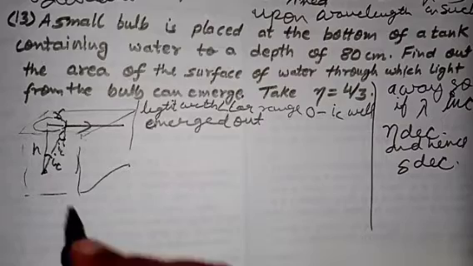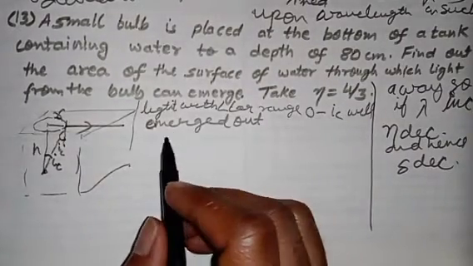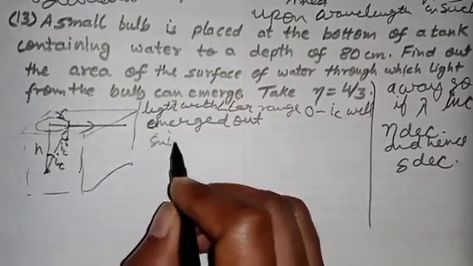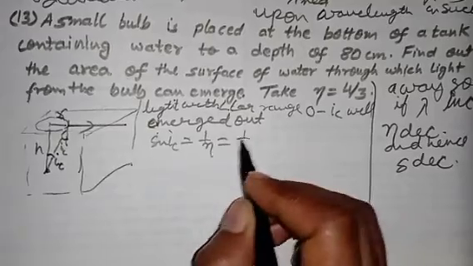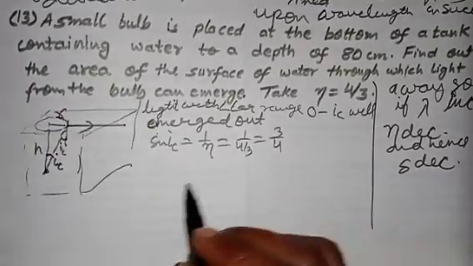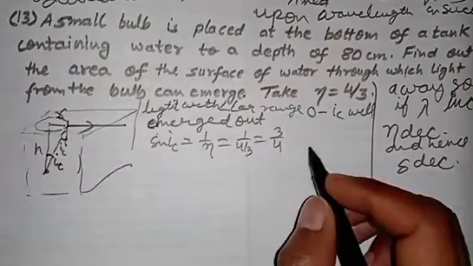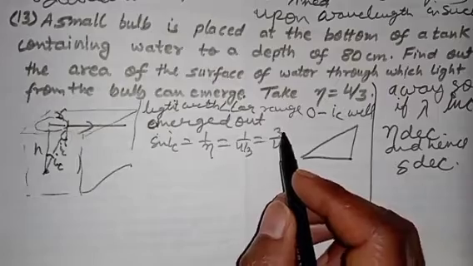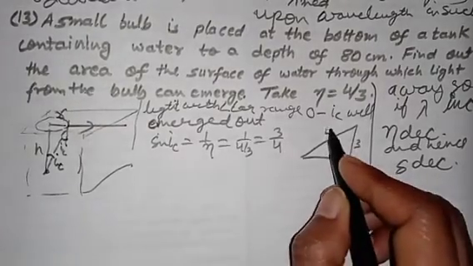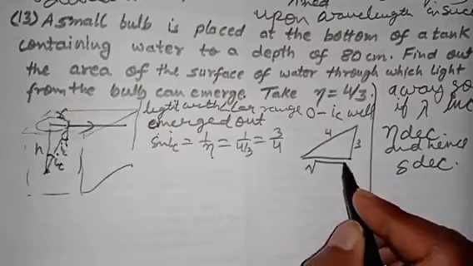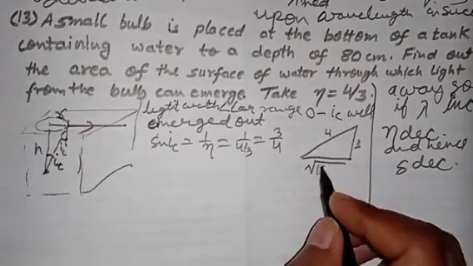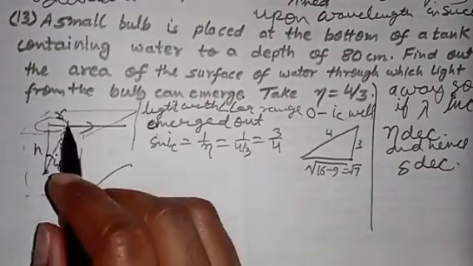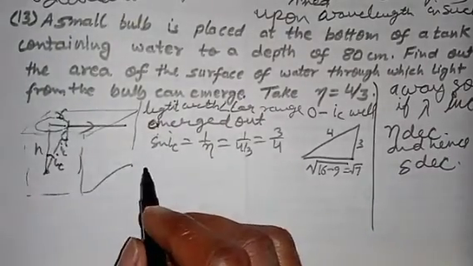Okay. So one more thing we can do. We can use this. Sine IC is equal to 1 upon eta, that is 1 upon 4 by 3, that is 3 by 4. And now we have to draw a triangle according to this class 10th mathematics. So it is perpendicular upon hypotenuse. So this base will be equal to root of 4 squared is 16 minus 9, that is root 7.